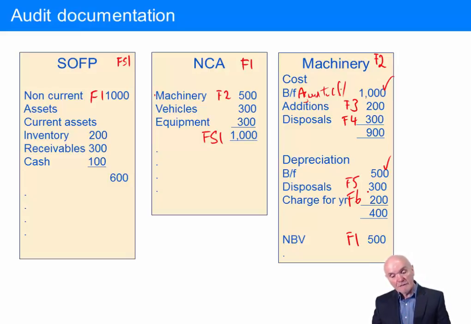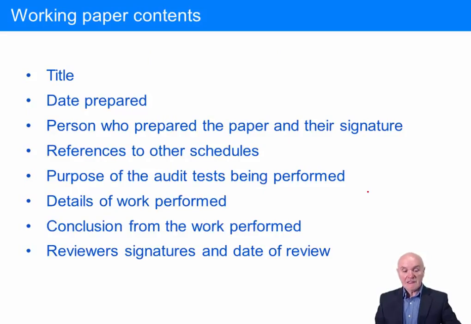But somebody will have to show what work they did to verify, if you like, that the charge for the depreciation, the 200 being charged there, is kind of right. And that's where you go to F6, and these will then all be kind of referenced back. Now, what will be shown on these more detailed working papers, where we actually get down and do some work? This is the typical kind of working paper contents.